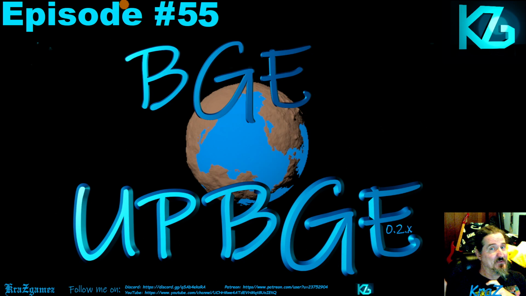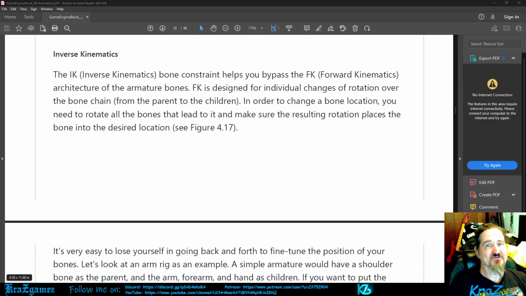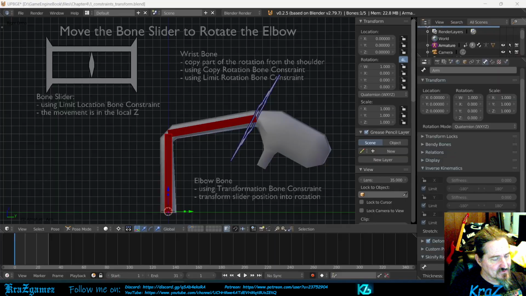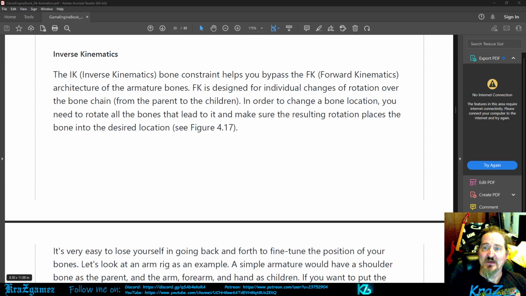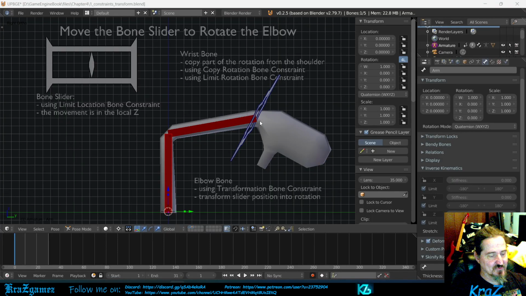Now, we are up to episode number 55, and we left off last week with inverse kinematics. And I put this up in hopes that we can still continue on. This is basically also inverse kinematics. They actually have a little bit deeper thing to get into with this, so let's just go ahead and get started. Okay, so inverse kinematics.